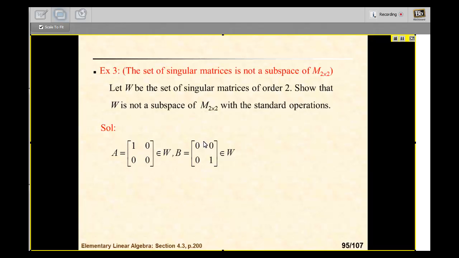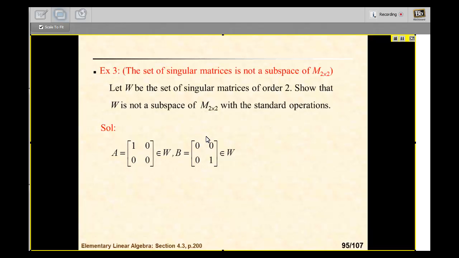Again, let us check B. B is a singular matrix. Just multiply 0 into 1 minus 0 into 0. That's 0, so it is again a singular matrix. So we have two matrices, A and B, that are singular, and both belong to the subspace.